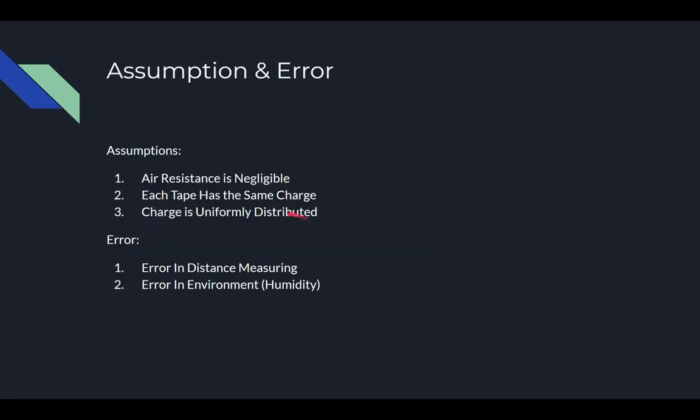In reality, error in stripping the electrons from the tape could have caused the charge not to be perfectly distributed, which is also a possible form of error. The other errors are the error in measuring distance, which is difficult because of human error in measuring such a small distance with a ruler, and error in the environment. It was a pretty humid day, which could cause the charge to be messed up on the tape.